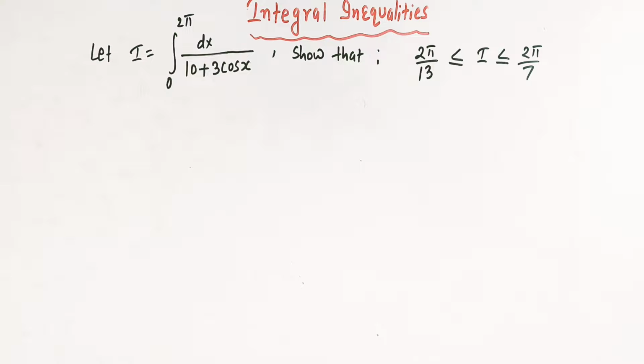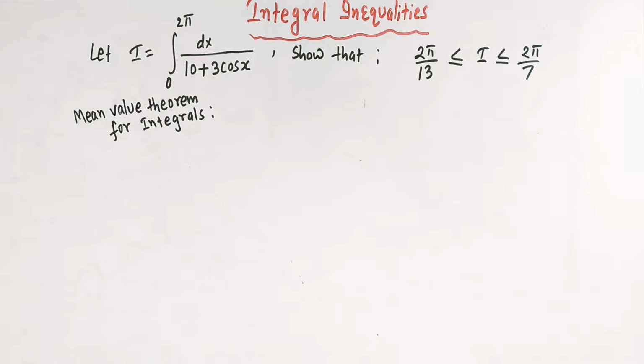We have to prove this inequality for the integral I. Moreover, we can prove this inequality by another method also, but here we'll make use of the mean value theorem for integrals. So let us first see the general statement of the mean value theorem and then see how we can apply it to this integral I to get this inequality.